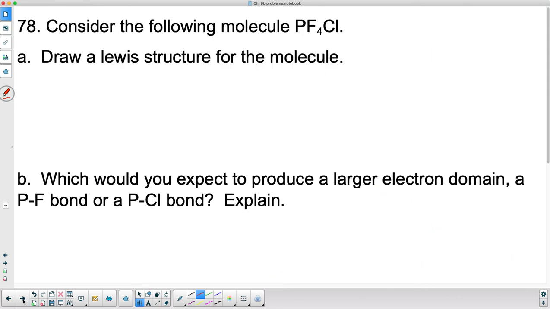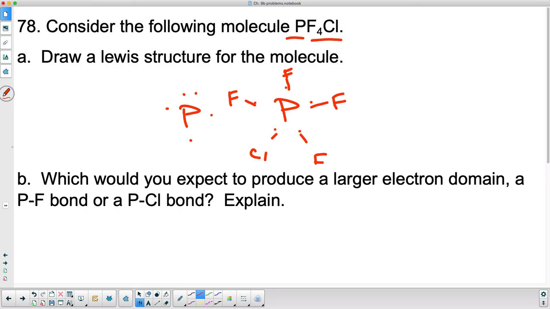Keep moving. 78, consider the following molecule, PF4Cl. I love this. F and Cl are group 7. They're also a little bit higher in electronegativity, so automatically P is what I'm going with. Now, this doesn't work because I only have 3 single electrons, but I got 5 things bonded to P. P is in the third period, which means that it can expand its octet. That means it's going to bond to F, F, F, F, Cl.